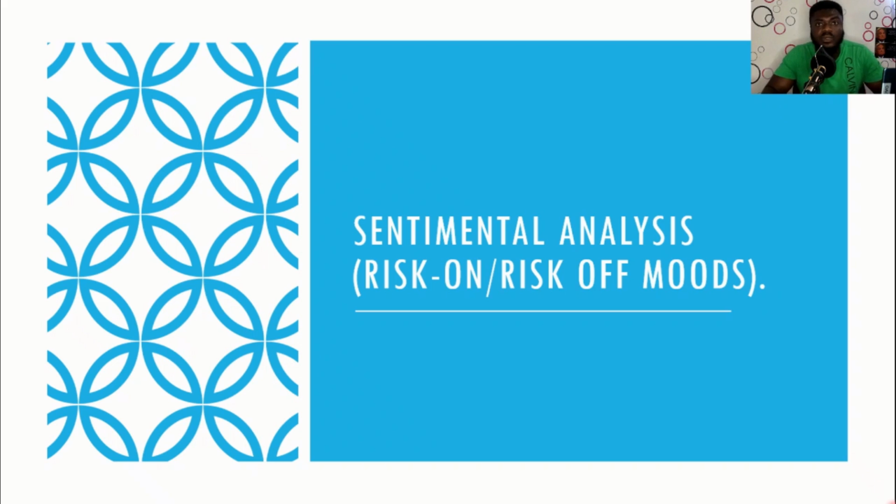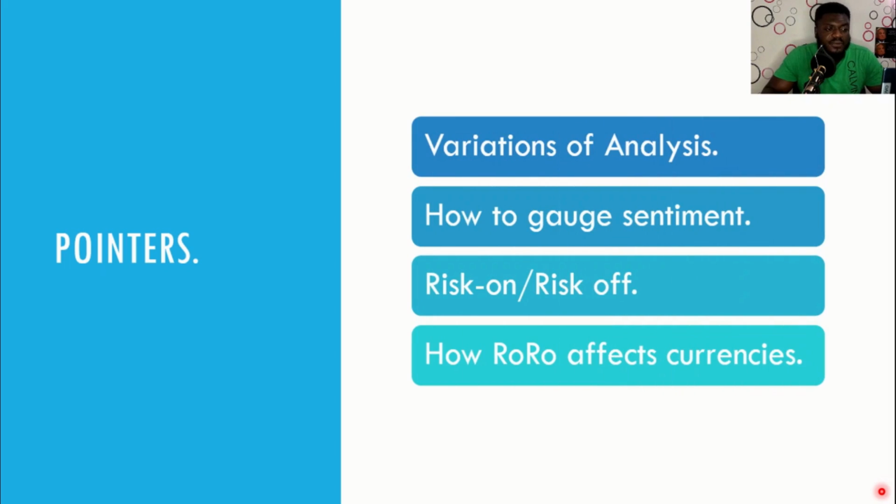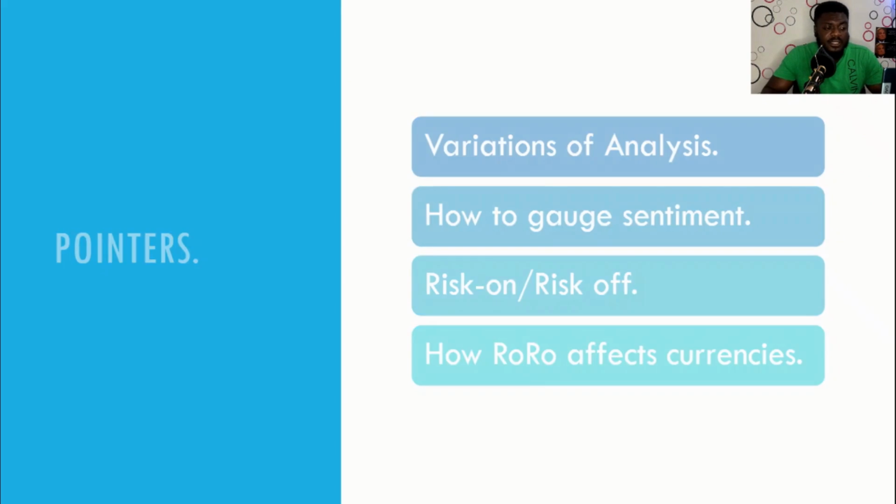Let us dive right into this video, which is meant to simplify the concept of sentimental analysis to you. With our pointers for today, we have the variation of analysis. This one basically talks about the three kinds of analysis that we can attach to currency pairs. Then, how to gauge risk sentiment. We talk about three ways of gauging risk sentiment, but our focus will be on the risk on and risk off moods of gauging risk sentiment. Then we finally talk about how risk on, risk off affect currency pairs. Since we are forex traders, our main focus will be on currencies.